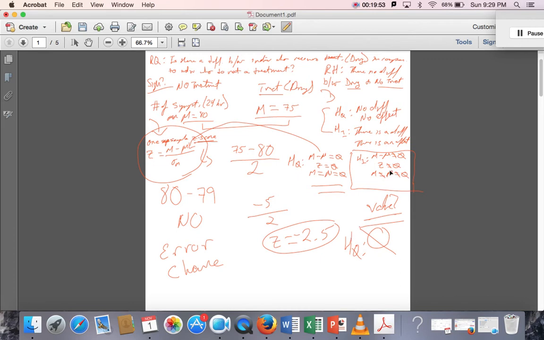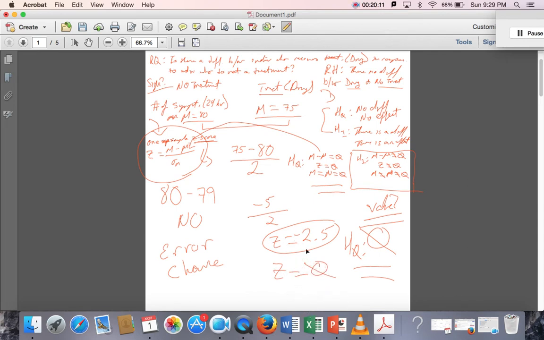The alternative tells me it's just not equal to 0, but then what value is it supposed to be? Again, that's an unknown, and I don't like to work with unknowns. I like to work with known values that I can compare my value to. So you'll notice now that z for the null hypothesis tells me, hey, I have a 0 value.